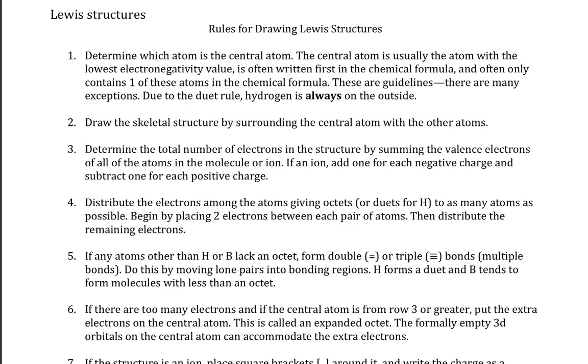Number 3, determine the total number of valence electrons in the structure by summing the valence electrons of all of the atoms in the molecule or ion. Now, if it's an ion, something like NH4+, a polyatomic ion, add 1 for each negative charge because it's got an extra electron, and subtract 1 for each positive charge because it's deficit an electron. Okay, so we determine the number of valence electrons each atom has, and we add all those together. And then we take care of any kind of a charge.